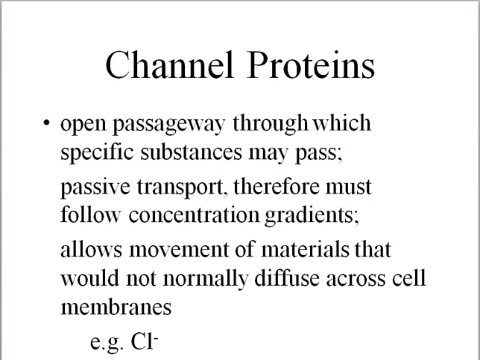Channel proteins are similar to open doorways through the membrane, which are accessible by only specific substances. For example, chlorine ions with their negative charge would be expected to get stuck to the polar phosphate-containing ends of the phospholipids. Instead, they can freely diffuse through channel proteins. Being diffusion, the direction of movement is dependent on the concentration gradient.